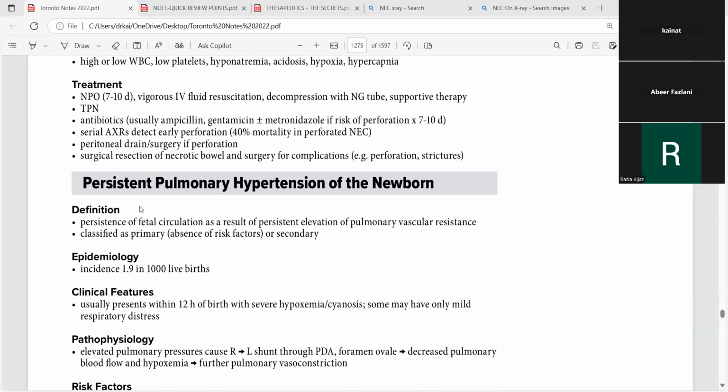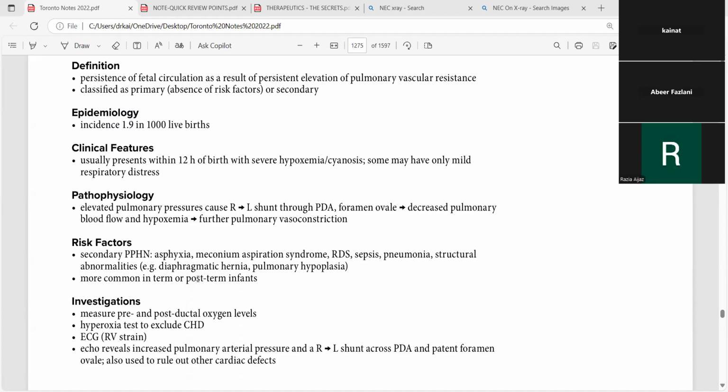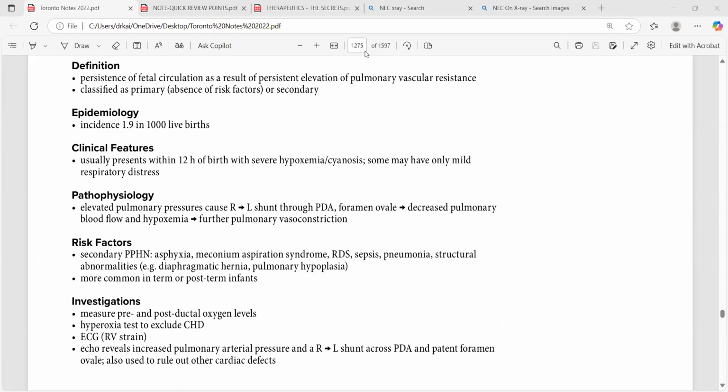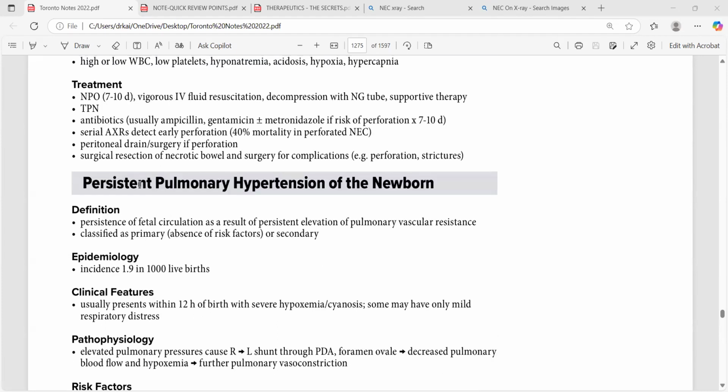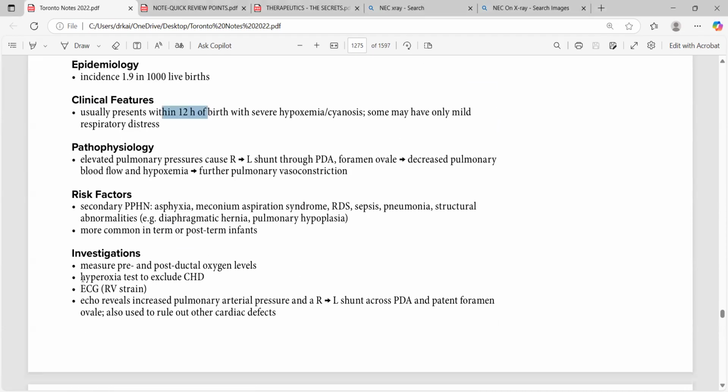Then coming to the PPH of the newborn, it's not that crazy, but the thing is, what could be the related things with PPH. So we're talking about PPH, persistent pulmonary hypertension of the newborn. It's usually present within 12 hours. And in this one, the most important is checking pre and post ductal oxygen levels. Okay. Just because of this line, this whole topic is important.